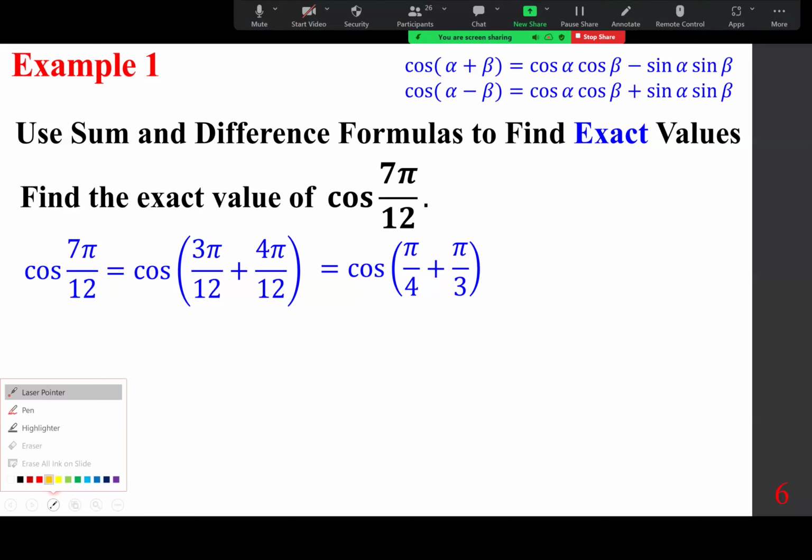One thing that may be helpful, remember class, pi over 6 is 30 degrees. So remember pi over 12 is 15 degrees. So that might be helpful. All right. So cosine of alpha plus beta, we are going to use cosine of alpha plus beta. So cosine alpha, cosine beta, cosine of pi over 4, cosine of pi over 3, minus sine alpha, sine beta, minus sine of pi over 4, sine of pi over 3.